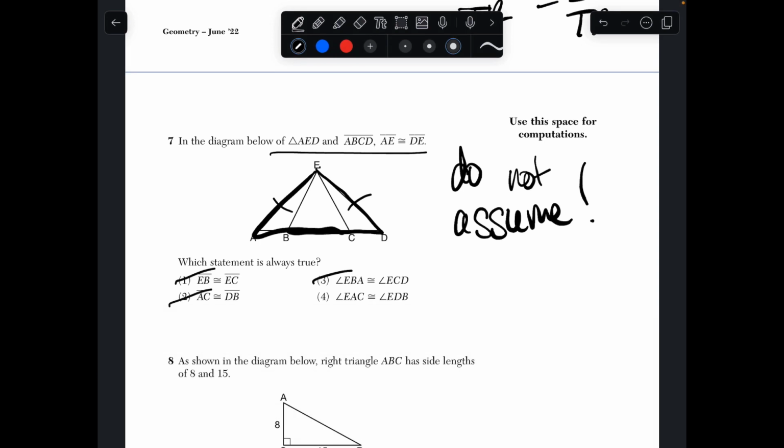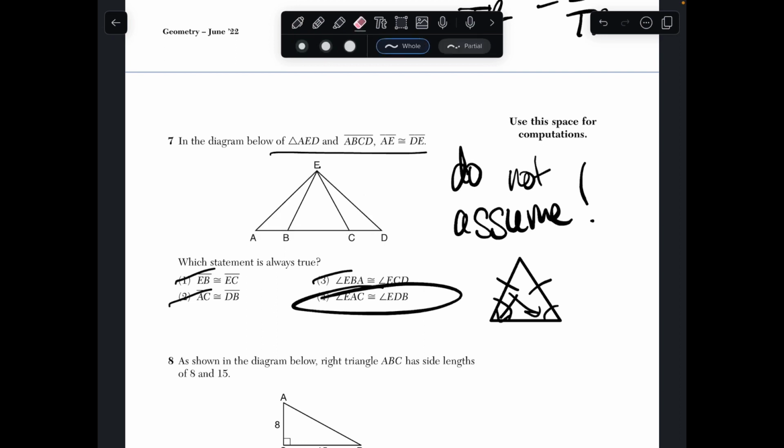Now, this is the correct answer. And you might be like, oh, why did you get that answer? Because in one singular triangle, if two sides are congruent, that means their opposite angles are also congruent. Now you might be asking, well, why isn't it answer 3? That's because in answer 3, these two angles are not in the same triangle. So therefore, this theorem doesn't work. So that means the answer is 4.